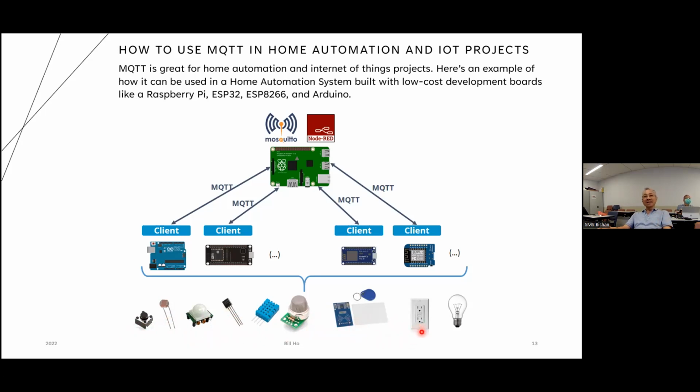Then this is a Wi-Fi controller, so a control switch. It can be a lamp. Then your client can be many different clients. This is Arduino, then the different ESP8266, or ESP32. So it all depends on what you can use as a client.